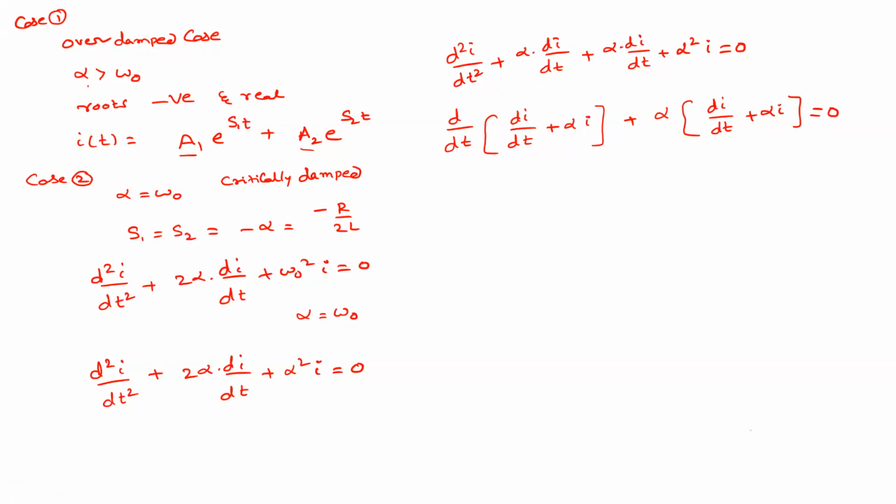If you observe, this is in the form of a first order differential equation. If you assume that di by dt plus alpha I is equal to some function f, for example, it will be in the form of df by dt plus alpha into f equal to 0, which is in the form of a first order differential equation only, right? Agree?